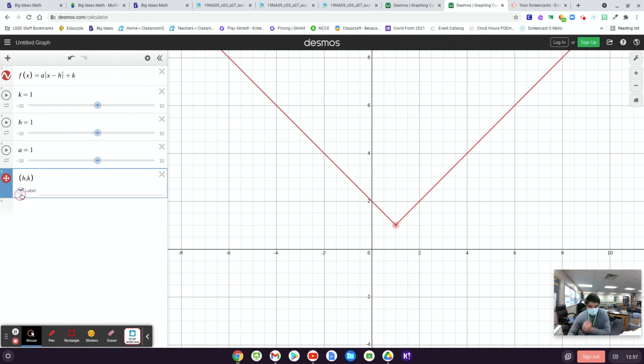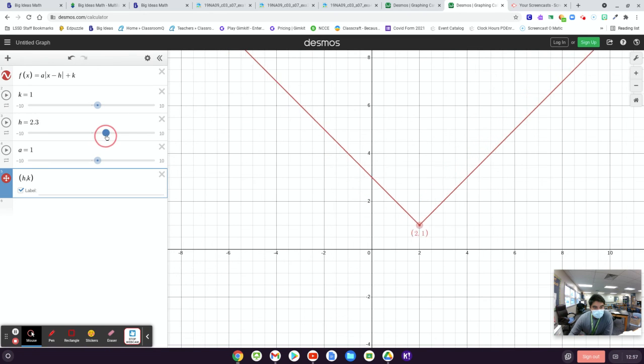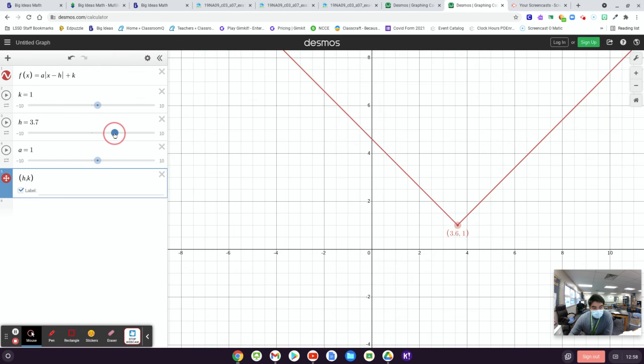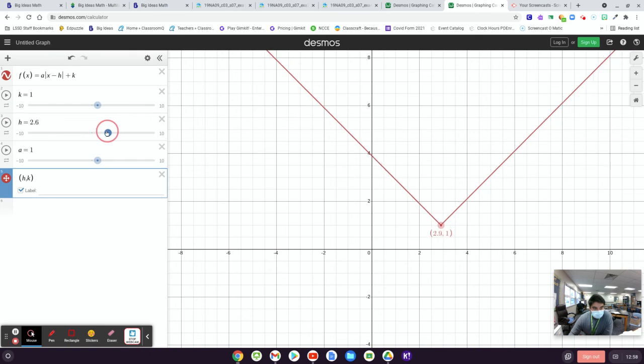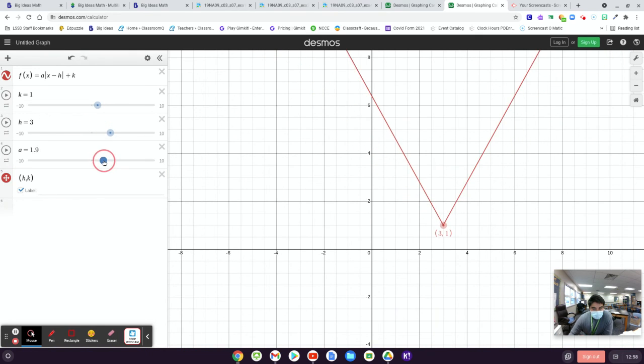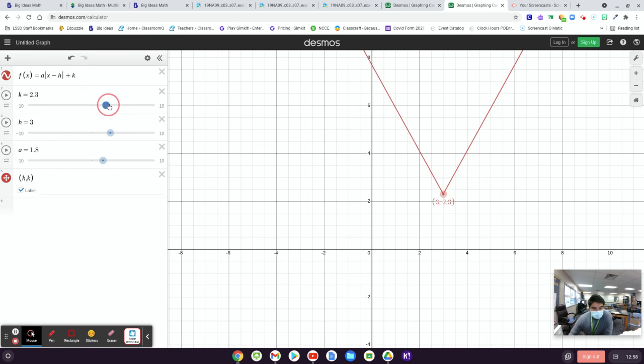Now the vertex just means like the middle point, or like either the lowest or highest point of your absolute value function. And so what's cool about Desmos is you can actually see how changing all these different values, the h, the a, and the k, how they affect the graph. So if I increase h, it's going to shift my function to the right. Similarly, if I decrease h, it's going to shift it to the left. If I increase a, it's going to increase the vertical stretch of my function. And if I increase k, that's going to move my function upwards.